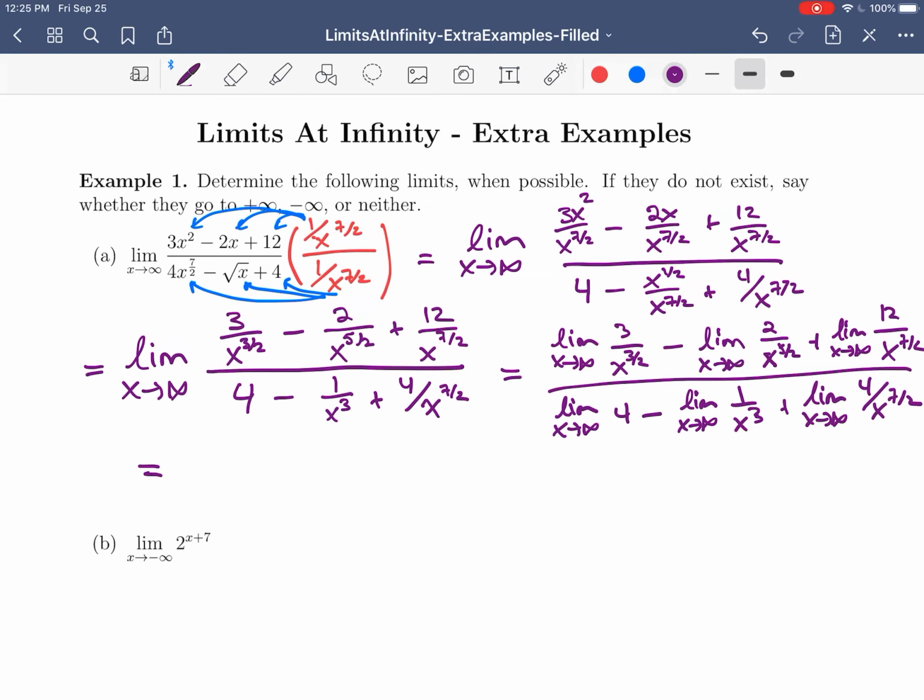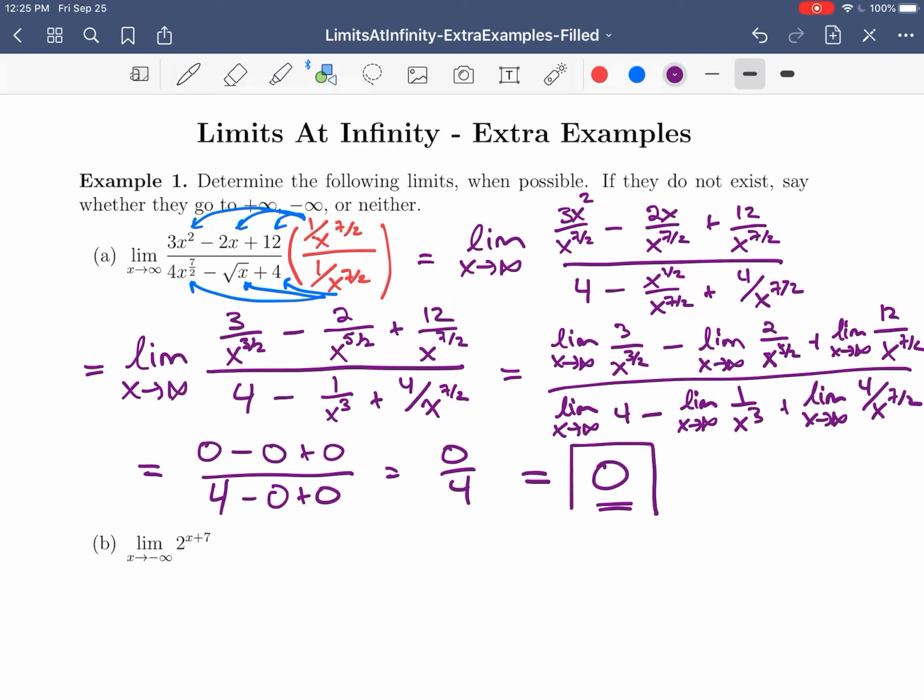Okay, and now we know these limits. Anything that's a constant divided by some power of x goes to 0 as x gets really big. So this is going to be 0 minus 0 plus 0 on the top. On the bottom, the limit of a constant is always just a constant, so that's 4 minus 0 plus 0. So we get 0 over 4, which means that our limit is 0.